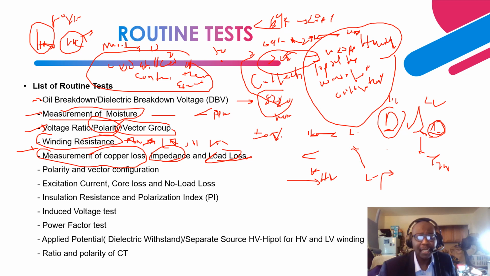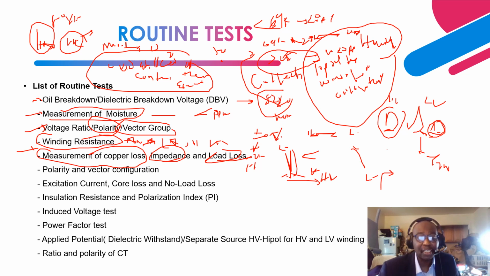Basically during this test, like I indicated, the low voltage side is short circuited, right? And a percentage of the rated voltage is applied to the high voltage side. Let's say 10% of the high voltage side is applied. So if you have a 230 kV rated transformer, 10% of it is 23 kV. So 23 kV is applied until you reach a rated voltage.